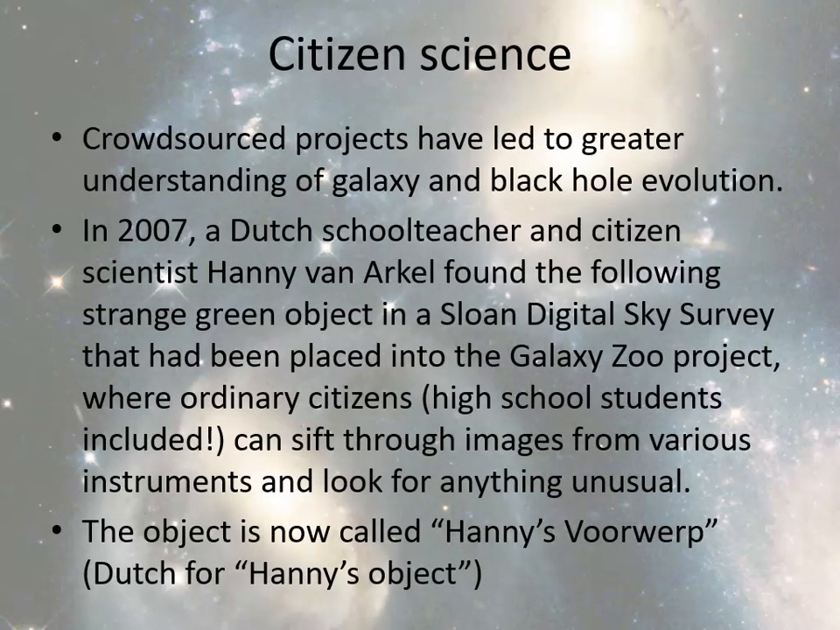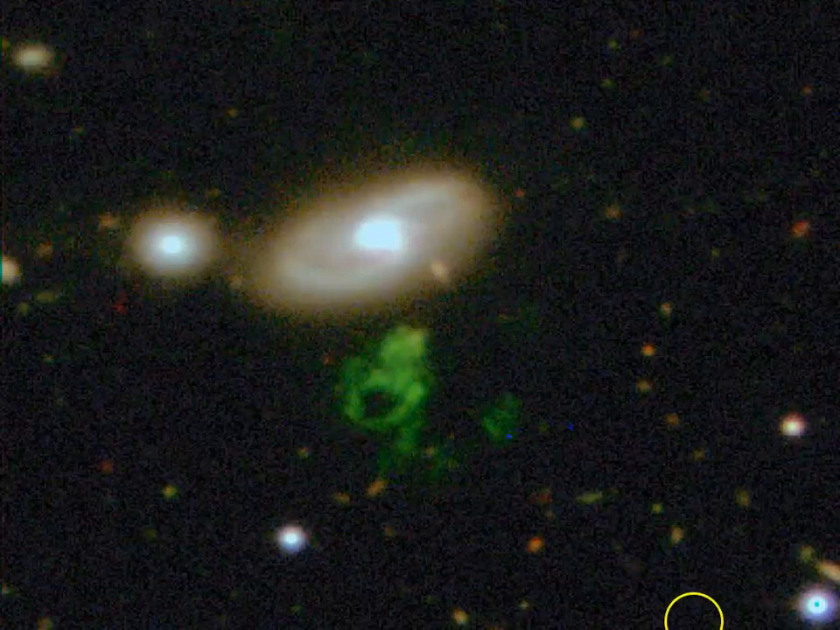Now, in terms of citizen science, crowdsourced projects have led to greater understanding of galaxy black hole evolution. And in 2007, there was a really neat situation where a Dutch school teacher was participating in citizen science and found that there was this strange green object in the Sloan Digital Sky Survey. This was the Galaxy Zoo project, and basically if you participated in it, you'd get these images of galaxies, and using Hubble's classification scheme, you would classify these galaxies.